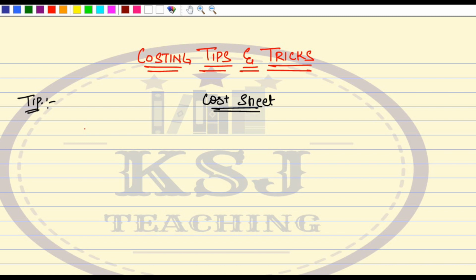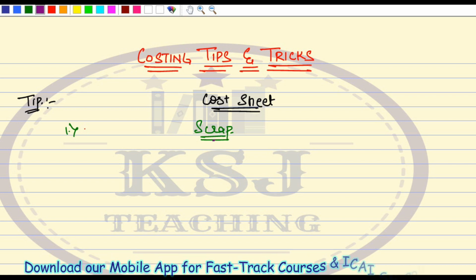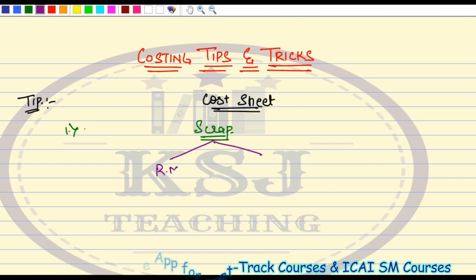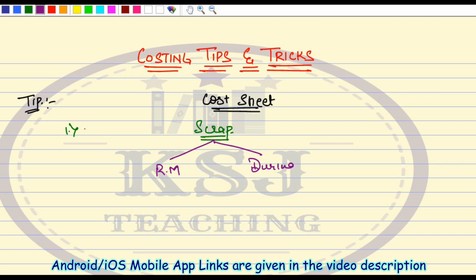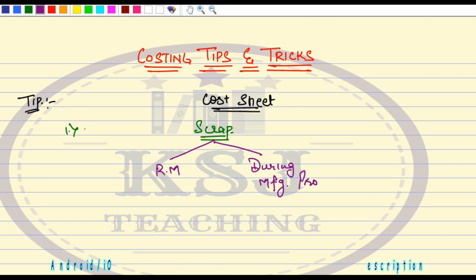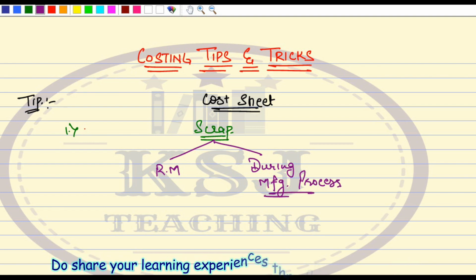Okay, coming to the tip now. In the cost sheet, I'm going to discuss two points. One is related to the treatment of scrap, where we often get confused, right? Scrap can be of two types. One is the scrap of the raw material and one is scrap during the manufacturing process. So this thing you have to identify from the language of the question.